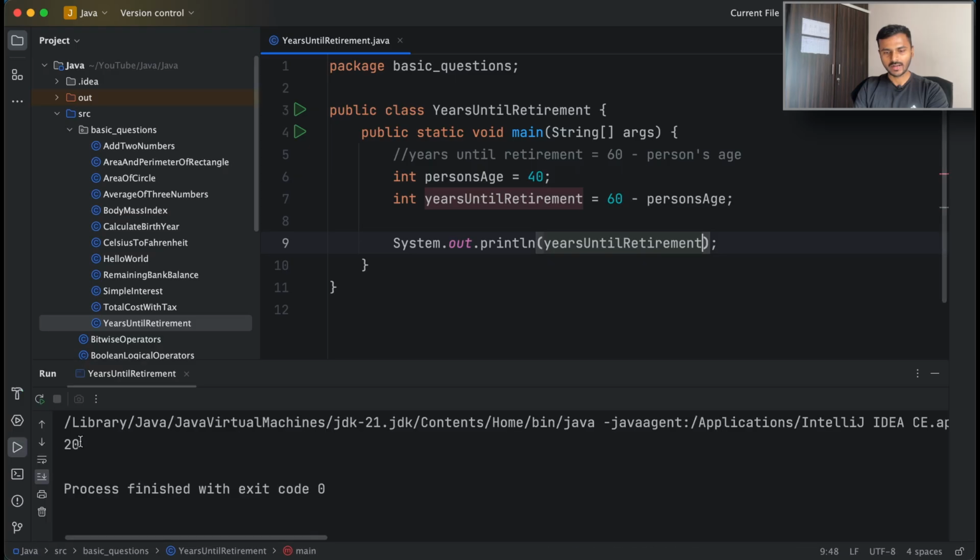And if I run the code, I get 20. Now, what if a person is already 62? Well, that will give us minus 2. And what does this mean? This means that the person has retired already 2 years ago. So with this clear, let's move on to the next question.